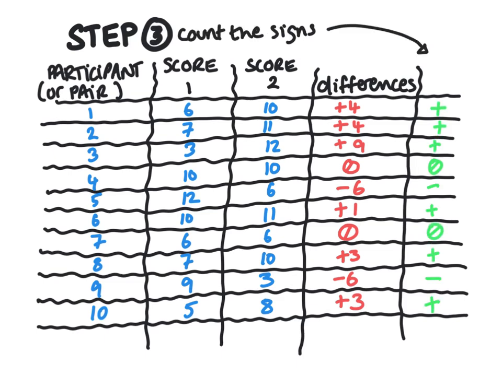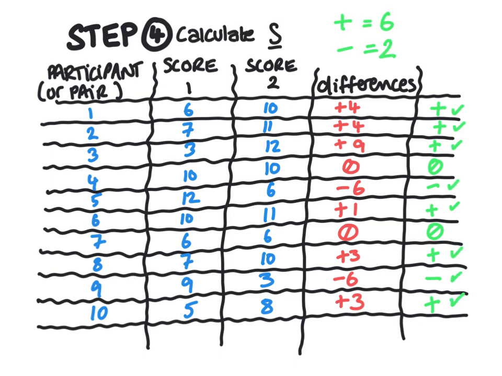For step 3, we're going to work out how many of those difference scores were positive and how many were negative. And step 4 is calculating the actual value of S. The calculated value of S is equal to the number of the least common of these signs. If there are fewer negative scores, then whatever the number of negative scores is, that's S. If there are fewer positive scores, then however many of those there are, that's S.